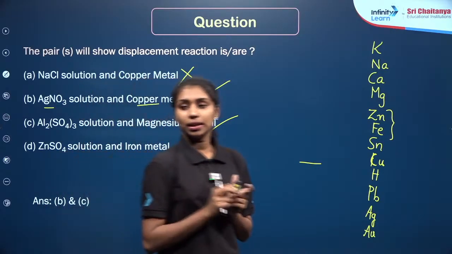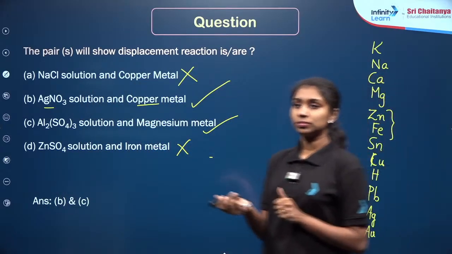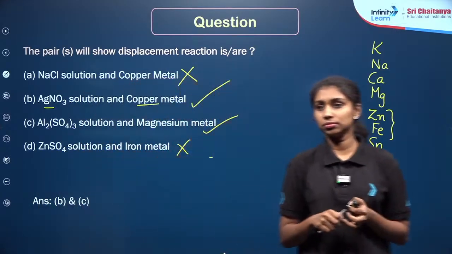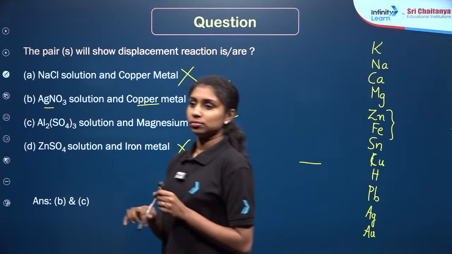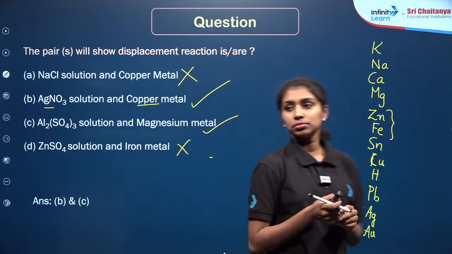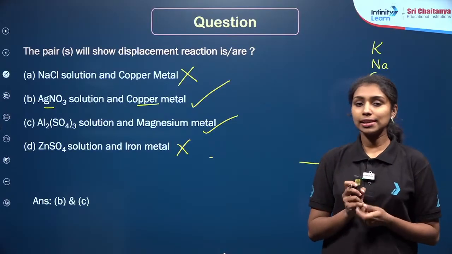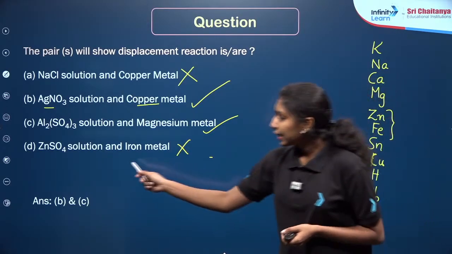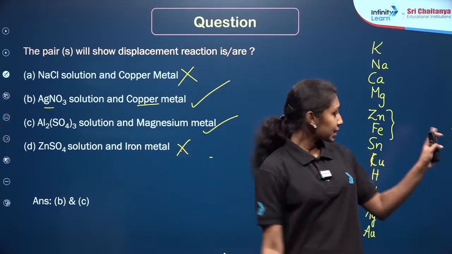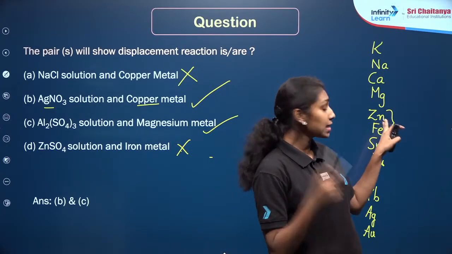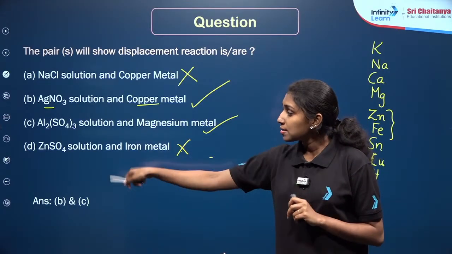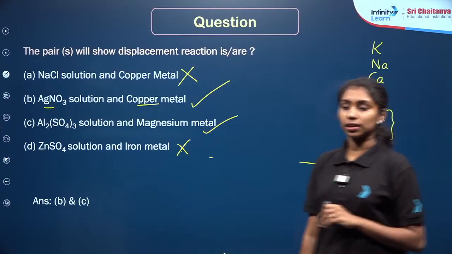Is that clear, Durgeshwar? Don't get confused with the fourth option here, ZnSO4 solution and iron metal. As compared in the reactivity series, zinc is more reactive than iron, or iron is less reactive than zinc, so it cannot displace zinc from the zinc sulfate solution. I hope you understand.